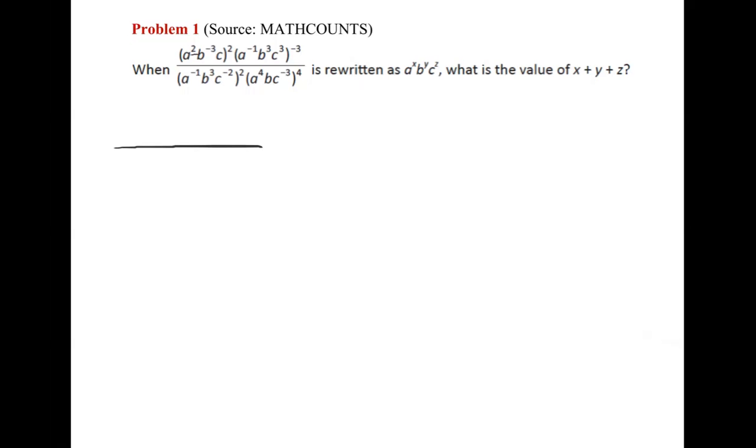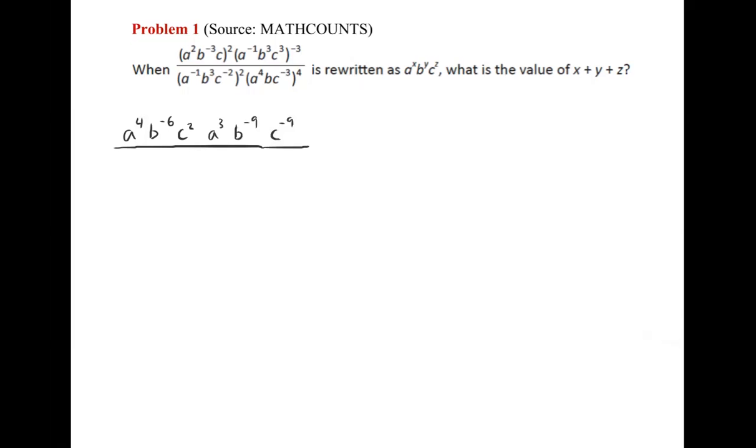all of these exponents by 2. So that will give us a to the power of 4, b to the power of negative 6, c to the power of 2. And then for this next parentheses, we're multiplying all of the exponents by negative 3, so that'll give us a to the power of positive 3, b to the power of negative 9, and c to the power of negative 9.